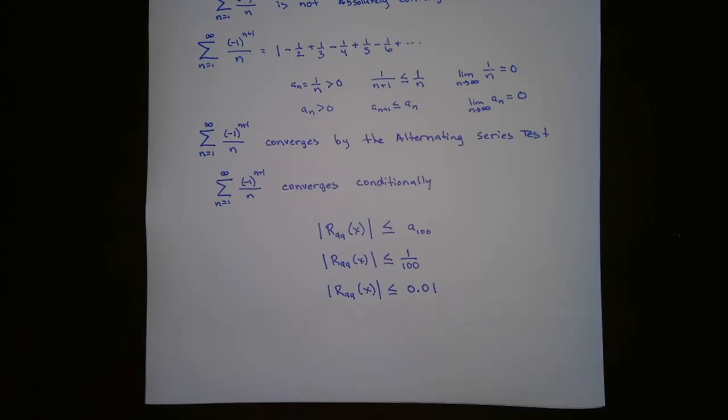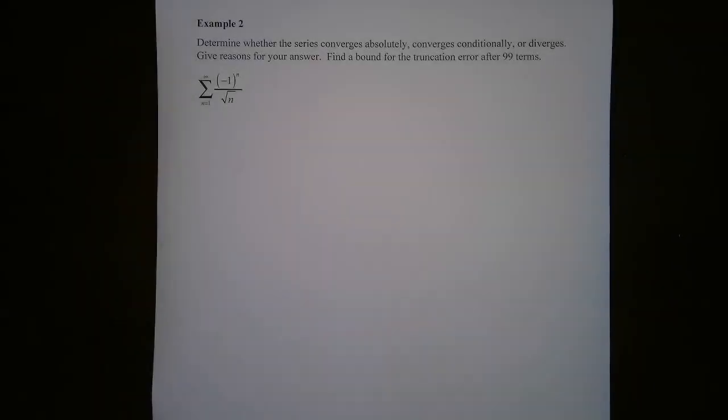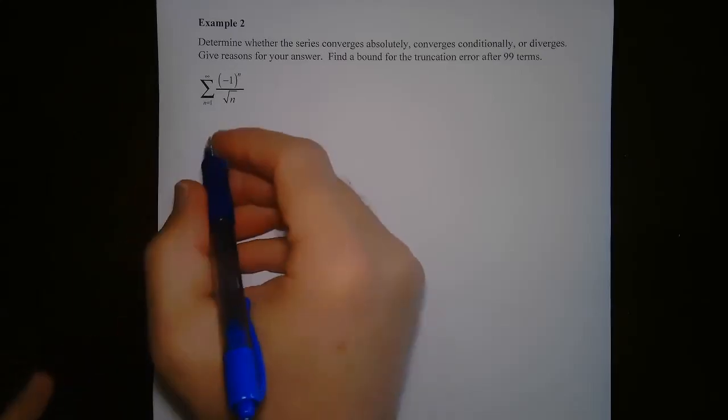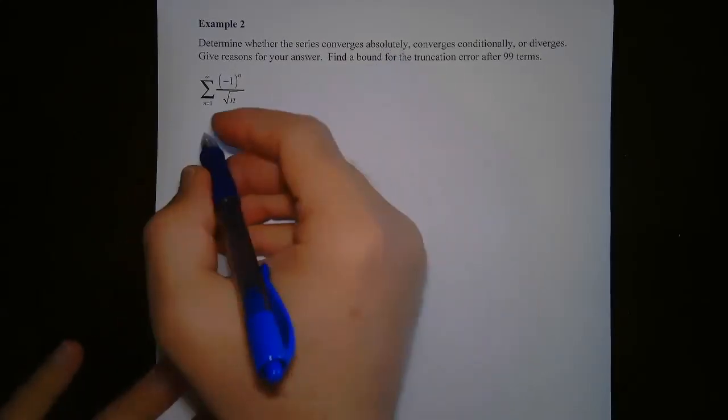All right, let's go to example number 2. Same instructions as example 1, but we're looking at a different series this time. We want to check: does it converge absolutely, does it converge conditionally, or does it diverge? Once again, we're going to start out by checking for the absolute convergence of it.